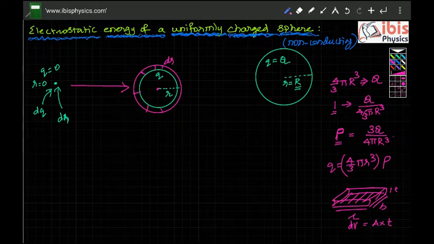Then the volume added to this sphere will be dV, equal to area into thickness. The area is 4 pi r square into thickness dr. But the challenge is that when you are adding dr, you are also adding dq. At the first step, when there is no charge, when you add dq, you require zero effort because nobody is opposing you. Right now, this is a sphere of charge q.